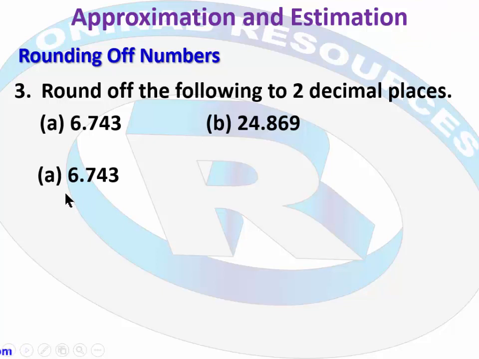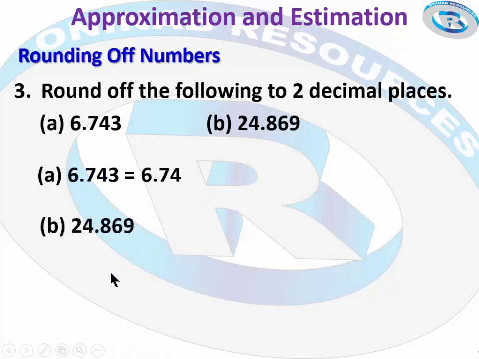Starting from A, for the 2 decimal places, we'll be interested in 6.74. Then we now check the next digit. Since the next digit is not up to 5 and above, we are rounding it down. So it will not have effect on 4. So that our answer to 2 decimal places will be 6.74. So we go for B.